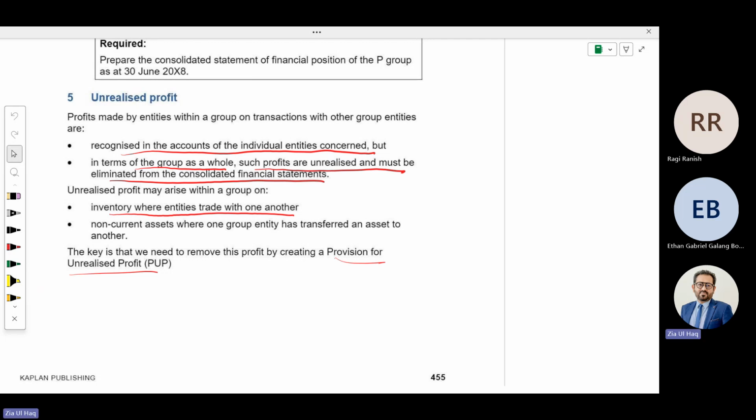In case of any intergroup receivables and payables, we need to eliminate those. If the subsidiary company obtains a loan from the parent company, the subsidiary records it as a non-current liability and the parent records it as an investment. We need to eliminate this while preparing the consolidated financial statements.